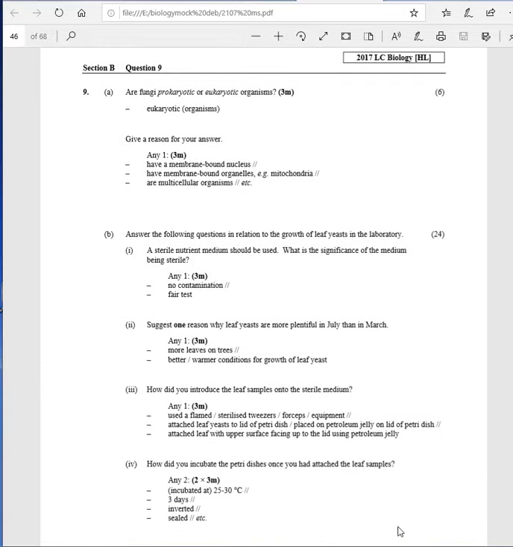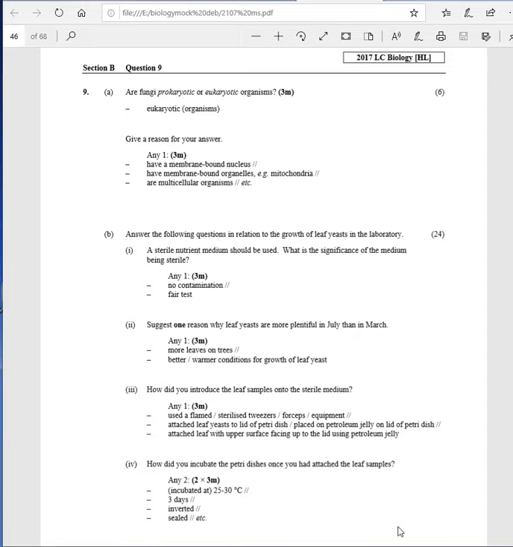Right, question 9, it says, are fungi prokaryotic or eukaryotic? They're eukaryotic, meaning they have membrane enclosed nucleus and mitochondria. Right, so give a reason, I've just answered it. They have a membrane bound nucleus, they have mitochondria, and they can be multicellular as well.